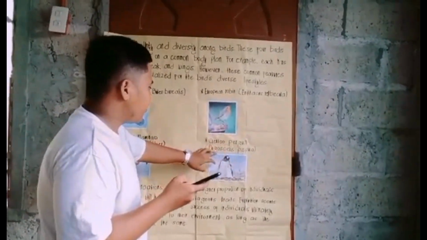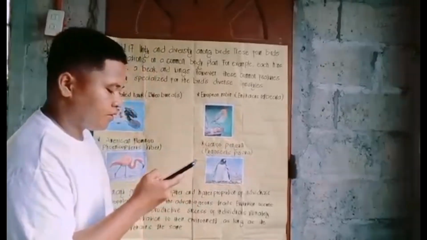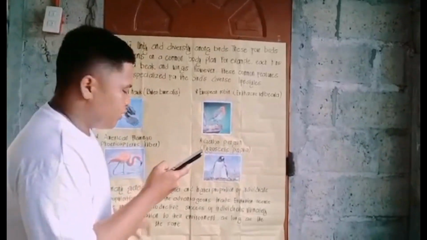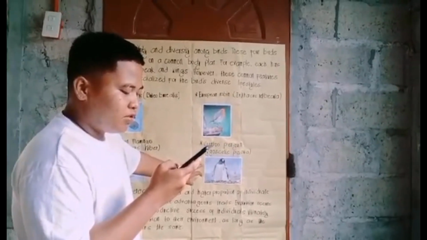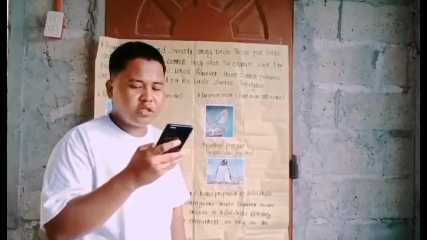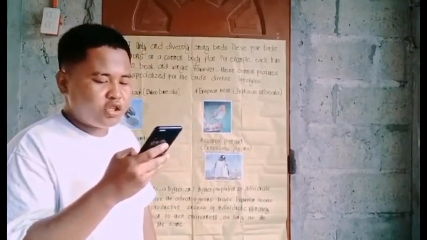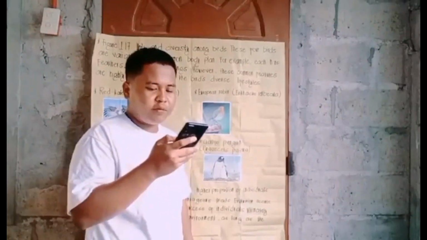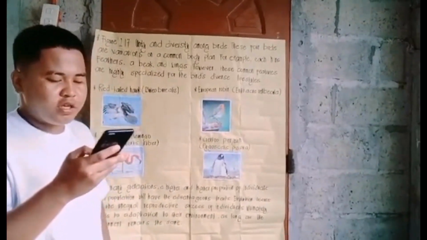Gentoo penguin, Pygoscelis papua. Penguins are special seabirds adapted to live in the sea. Some species spend up to 75% of their lives at sea, only coming ashore for breeding and molting. Penguin wings are paddle-like flippers used for swimming, not flying.